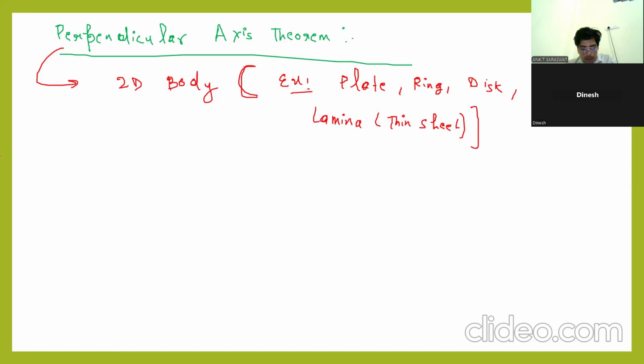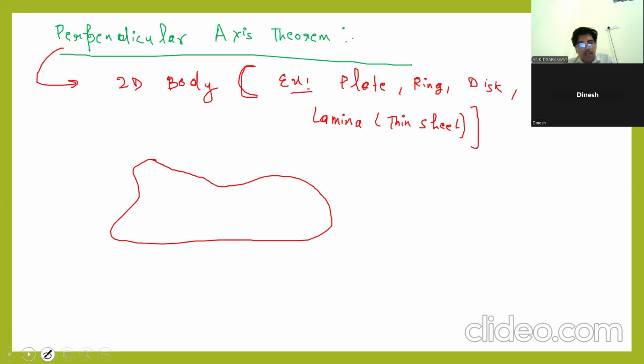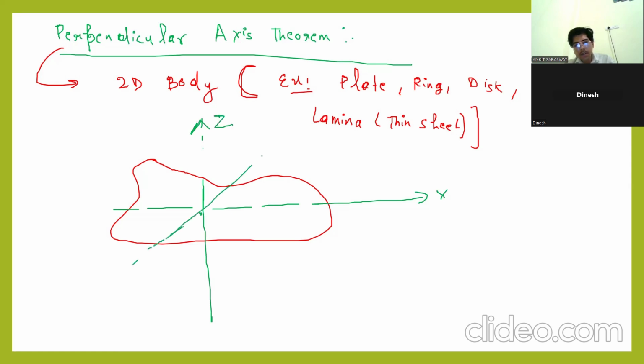What is the condition? For example, this is any body. If I draw x and y like this, x and y lie in the same plane, and this is the z. If I take any point mass dm, which is at a distance r, this is x, this is y.